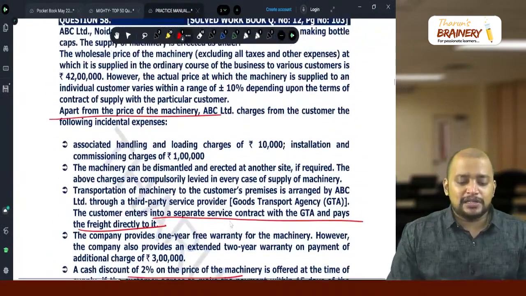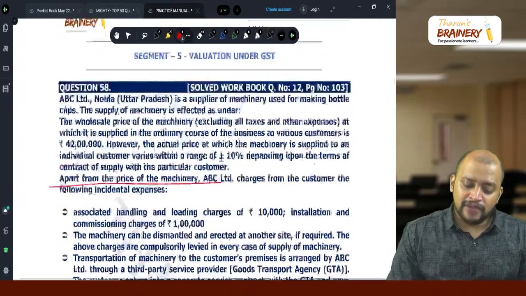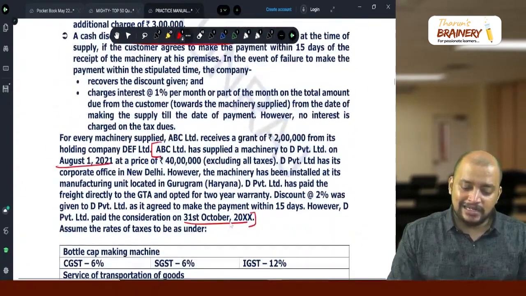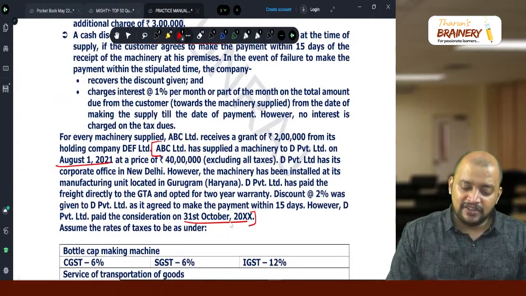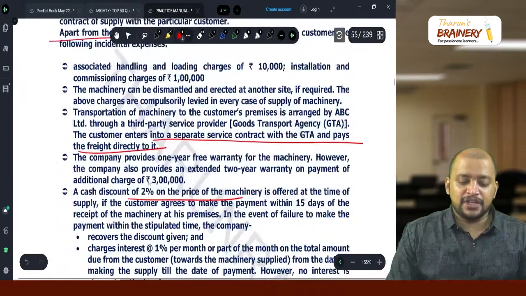So where is the supplier located? Noida, Uttar Pradesh. And where is it installed or erected at site? D Private Limited, which has its corporate office in New Delhi.